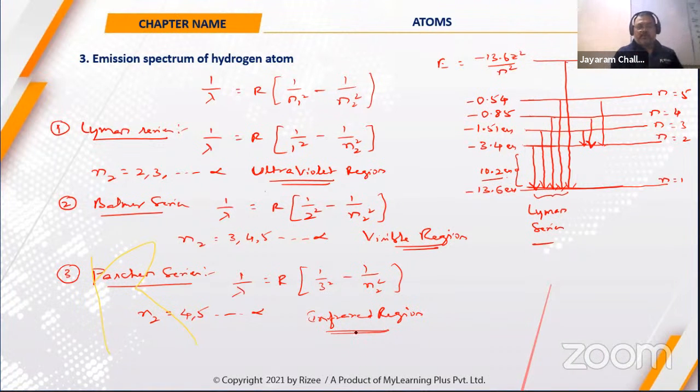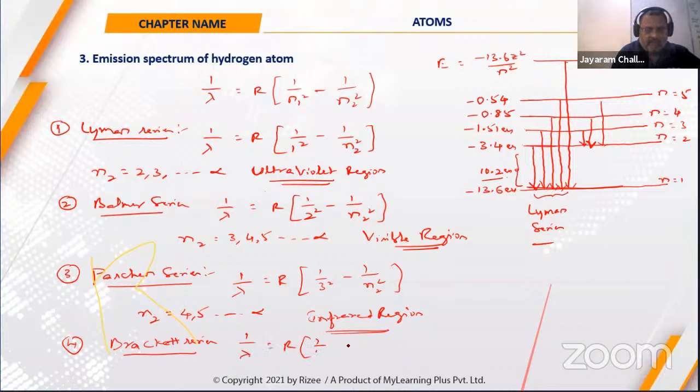Okay, so the third one we have completed. Your fourth type of series is called the Brackett series. Coming to the Brackett series, same relation, 1 by lambda is equal to R into, with any level to the fourth level. That type of series is called a Brackett series, where the Brackett series also falls under the infrared region.